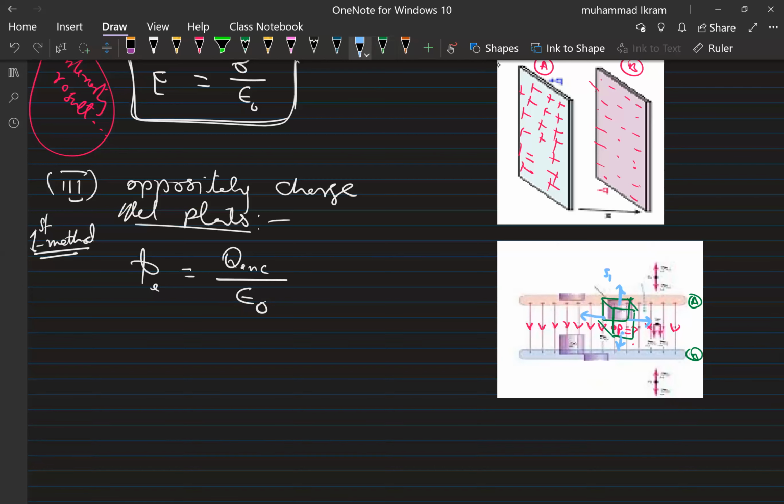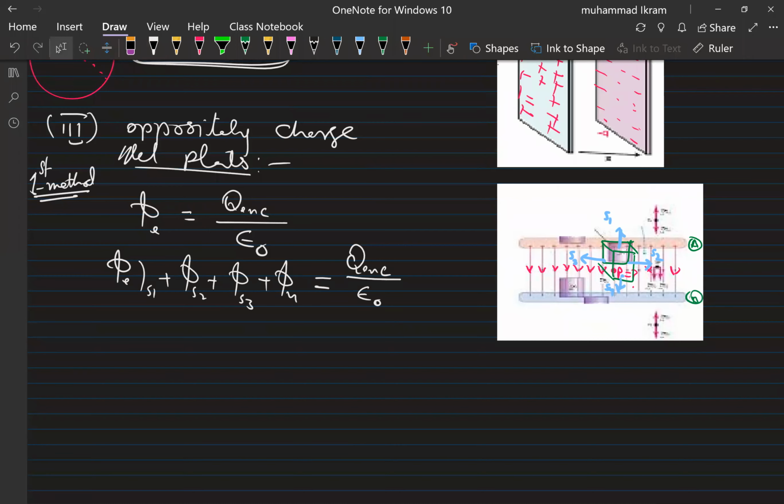So surfaces 1, 2, 3, and surface S4. Let us see what the electric flux through these could be. As you see, if you apply Gauss law, then you have the electric flux due to surface S1, S2, S3, S4, and you have the charge enclosed by the surface. So this is so easy. Look at this here.